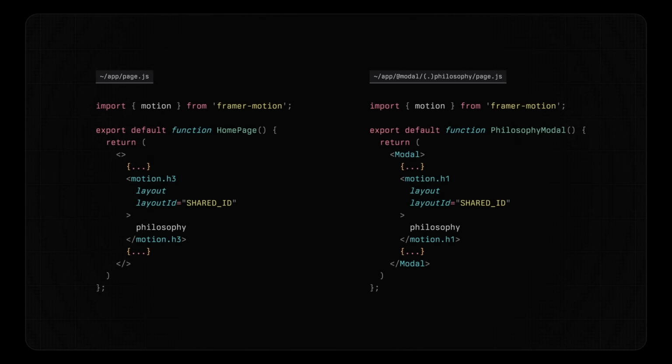A fun tip is to use Framer Motion's layout and layout ID props on any elements that are shared between pages. That way, they'll automatically animate polished view transitions on navigation.